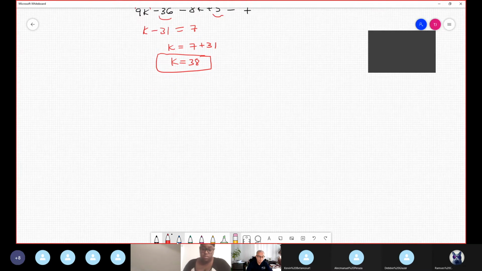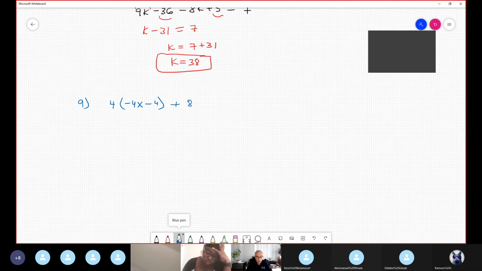Okay, number 9. I'm using another color. Number 9 is 4 parentheses negative 4x minus 4 plus 8 2 plus 5x equals parentheses 64 plus 25x. Okay, let's do it.